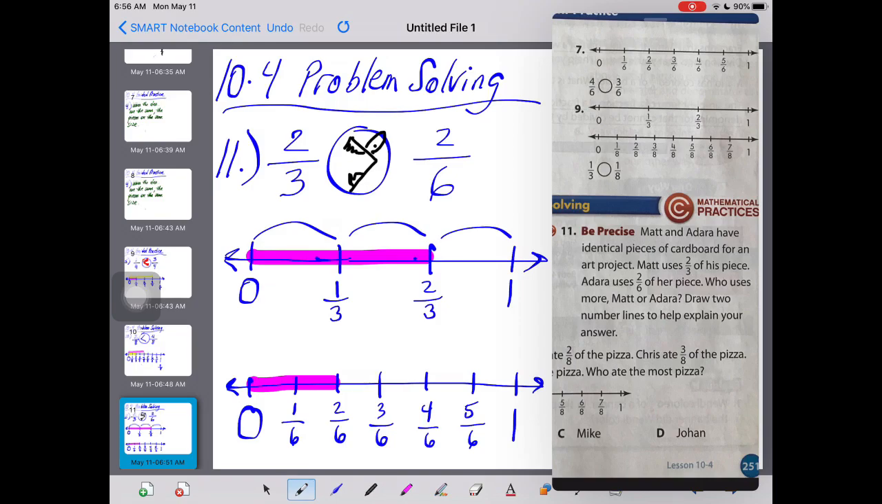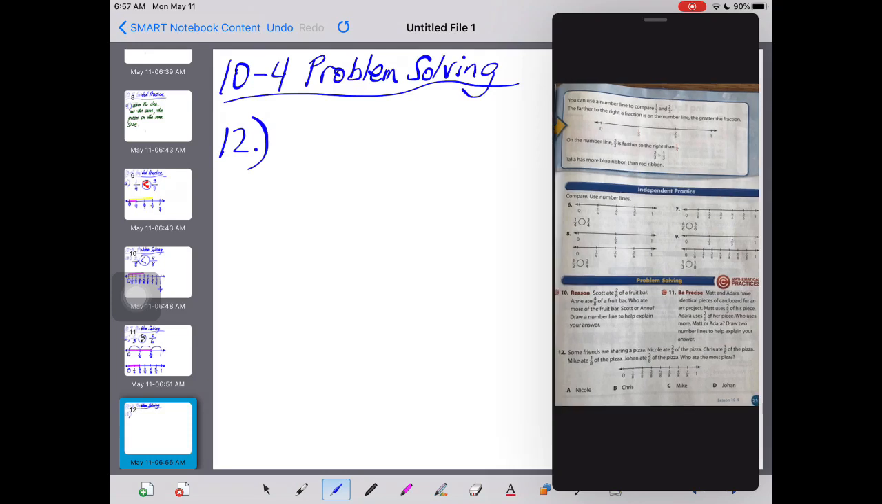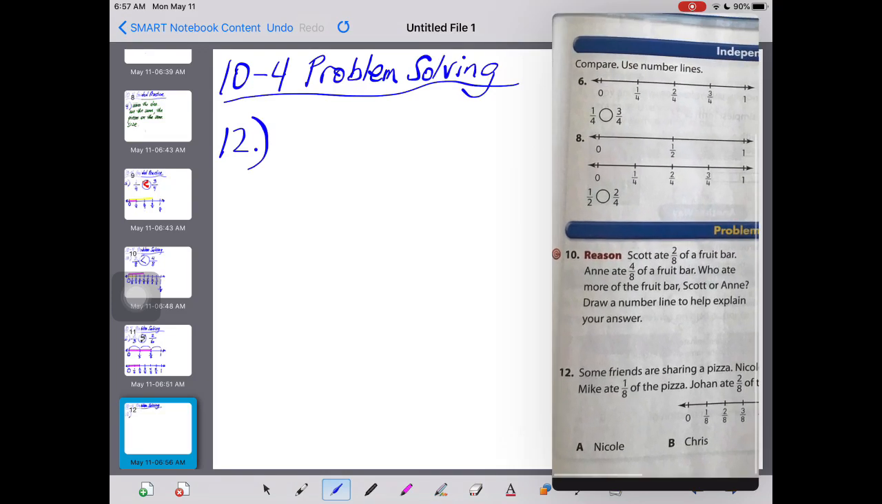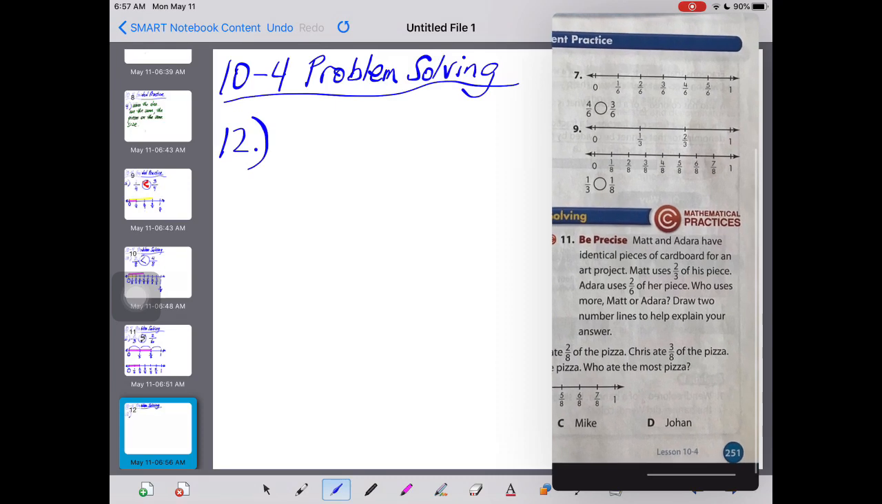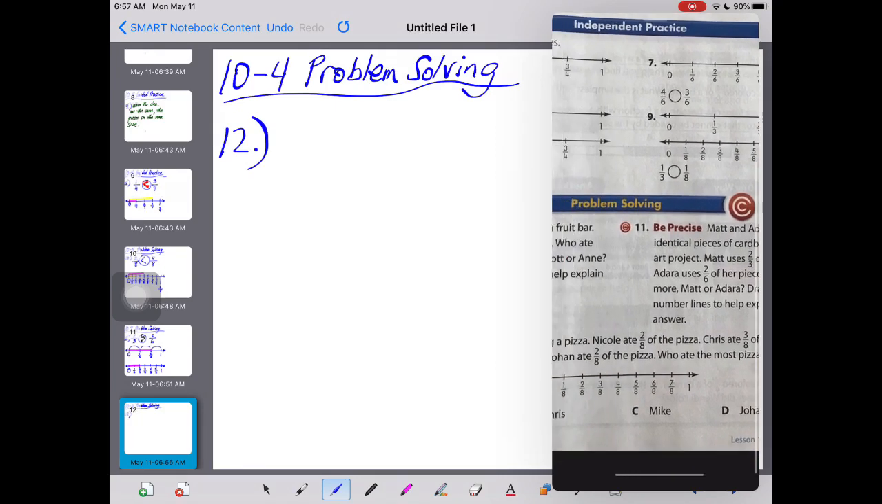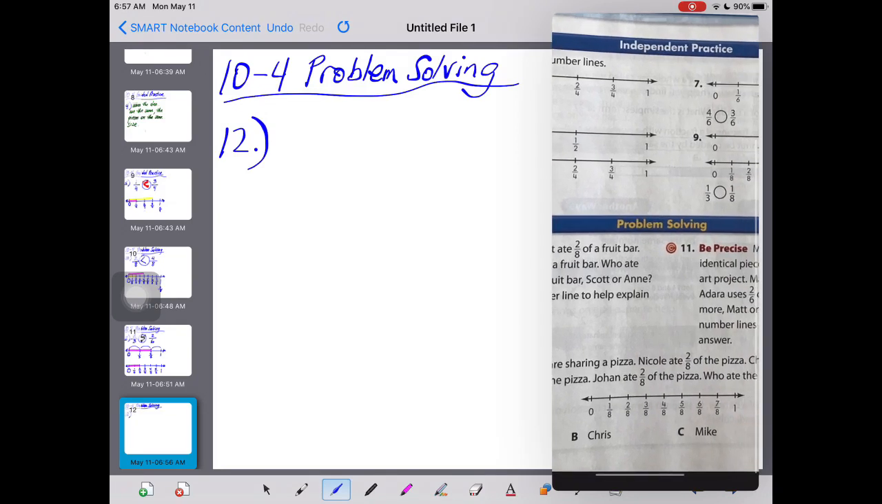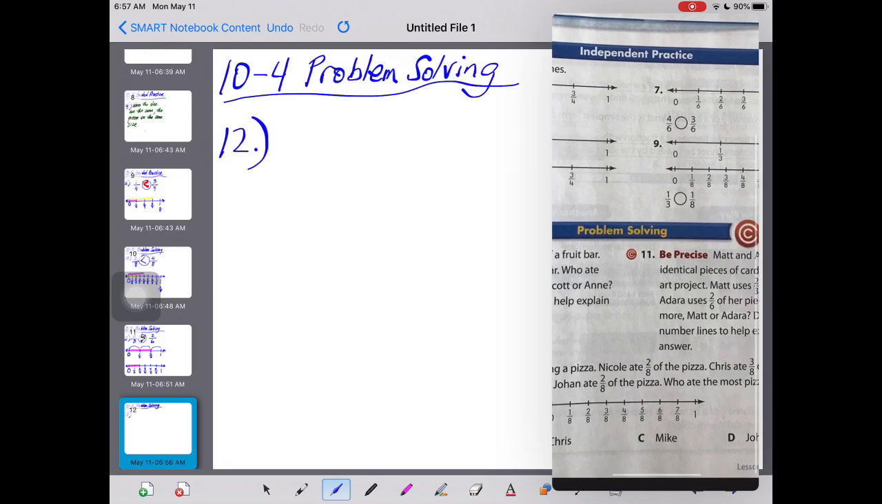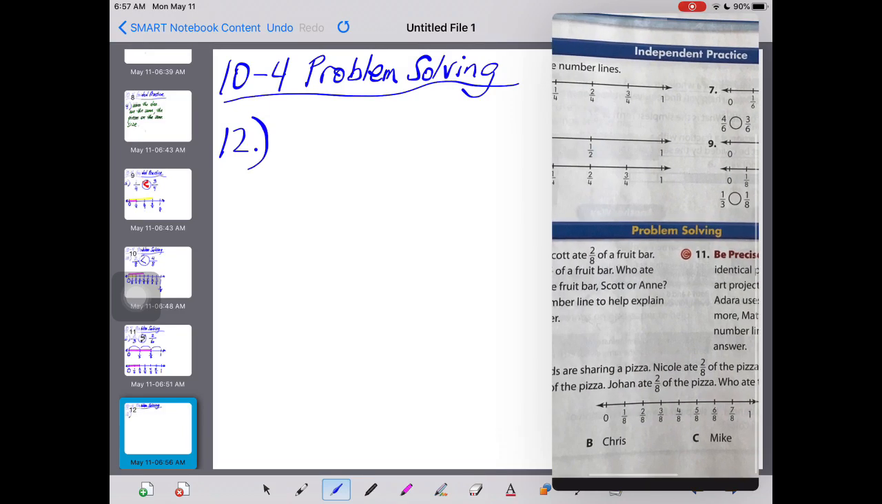All right, ladies and gents, you're moving on to the last one. Let's do it, number 12. Welcome to your last problem solving. All right, here we go. Number 12. Some friends are sharing a pizza. Nicole ate 2/8 of the pizza. Chris ate 3/8 of the pizza. Mike ate 1/8 of the pizza. Johan ate 2/8 of the pizza. Who ate most of the pizza?